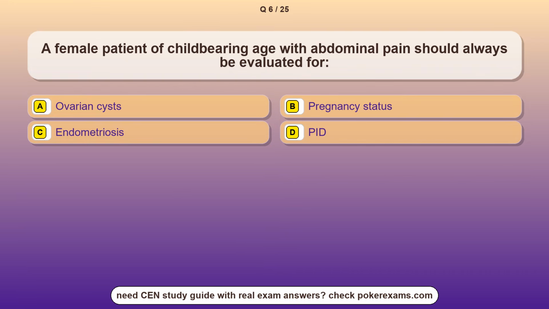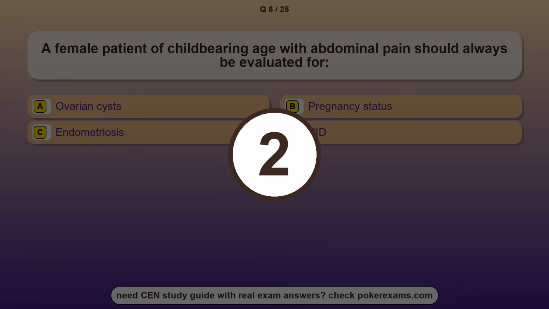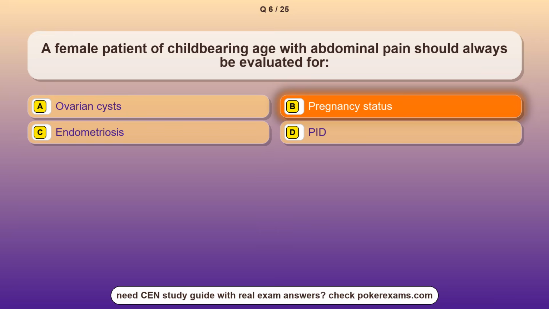Question 6. A female patient of childbearing age with abdominal pain should always be evaluated for Option A, ovarian cysts. Option B, pregnancy status. Option C, endometriosis. Option D, PID. The correct answer is option B, pregnancy status.